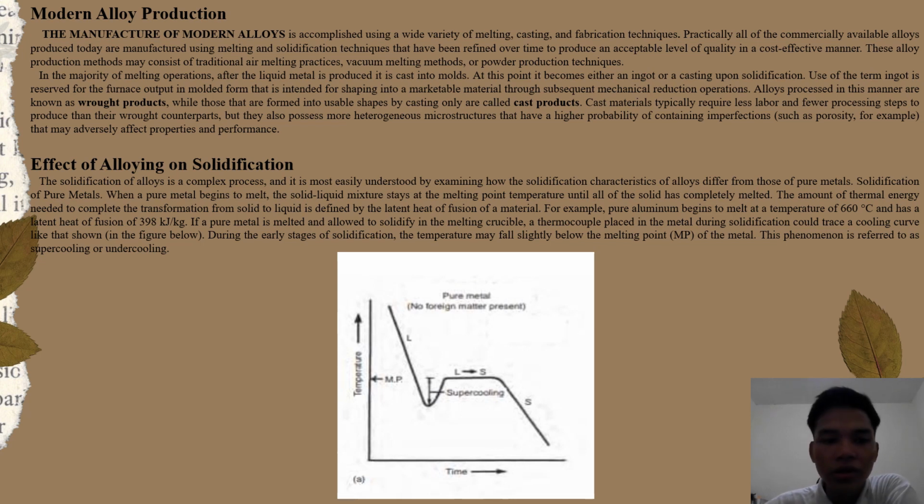Use of the term ingot is reserved for the furnace output mold form that is intended for shaping into a marketable material for subsequent mechanical reduction operations. Alloys processed in this manner are known as wrought products. Alloys that are formed into acceptable shapes by casting only are called cast products. Cast materials typically require less labor and fewer processing steps to produce than their wrought counterparts, but they also possess more heterogeneous microstructures that have a higher probability of containing imperfections, such as porosity, for example, that might adversely affect properties and performance.